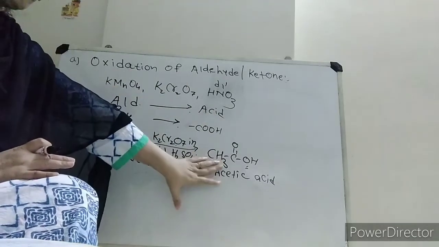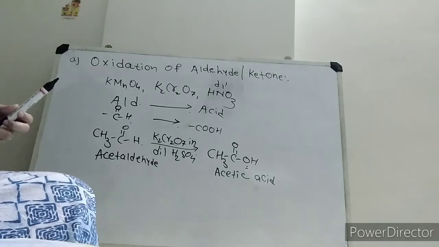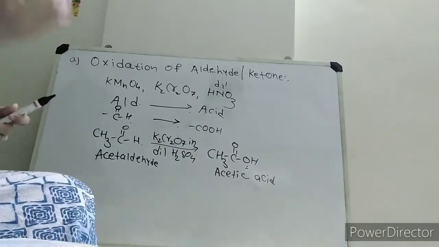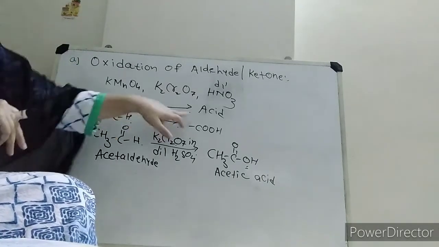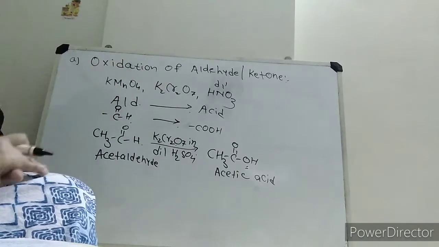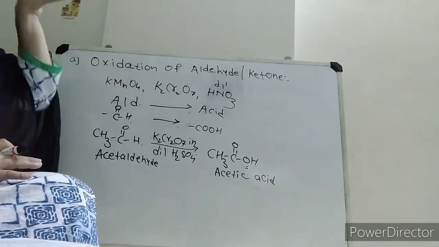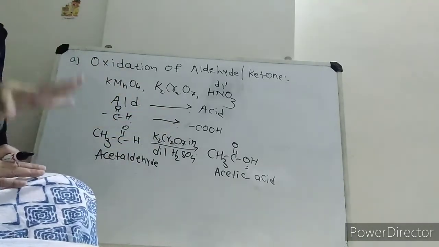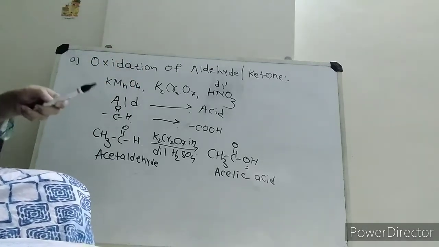Then if you see on the product side, one oxygen is extra. That means always remember in your mind that if oxygen is extra, it is an oxidation reaction. And in the oxidation reaction, we have to use oxidizing agents. As I told you before, normally in this case we use acidified potassium dichromate, that means K2Cr2O7 in dilute H2SO4.